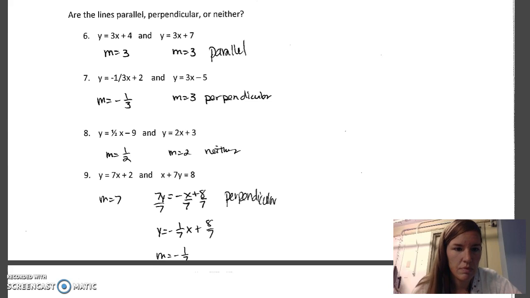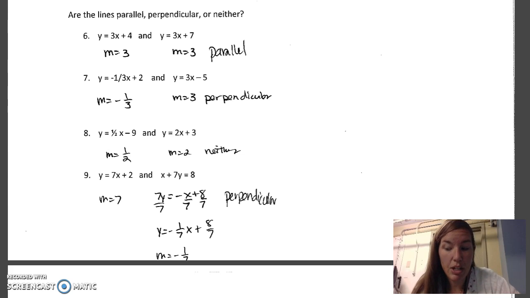Answer, parallel. Number 7. M is equal to negative 1/3. Your other M is equal to 3. Negative 1/3 and 3, clearly not the same, so not parallel. Are they opposite reciprocals? One is positive, one is negative. One is 3, one is 1/3. Yes, perpendicular. Number 8. First one, slope is 1/2. Second one, slope is 2. Parallel? No, they're not the same. Perpendicular? They are reciprocals, but are they opposite? No, one's positive and the other one's positive. They can't both be positive. So that falls in the neither category.